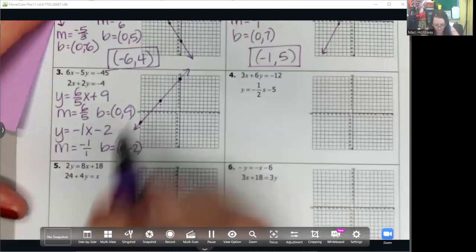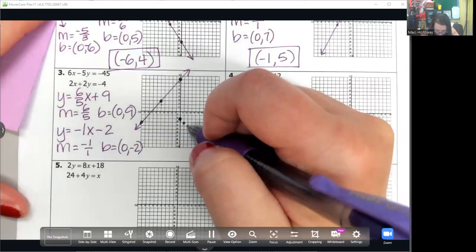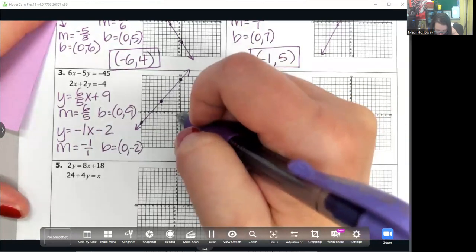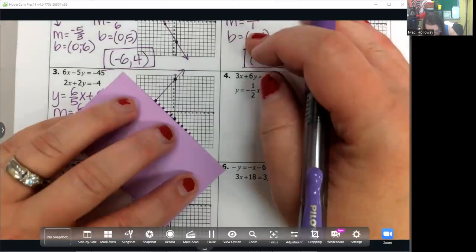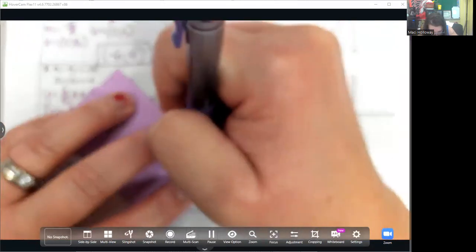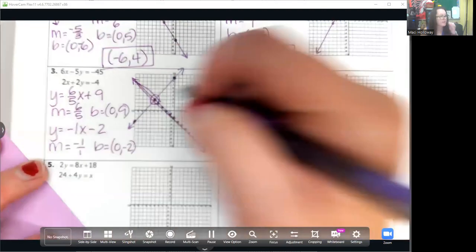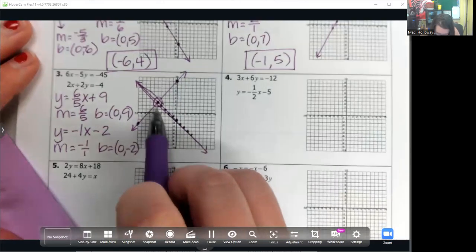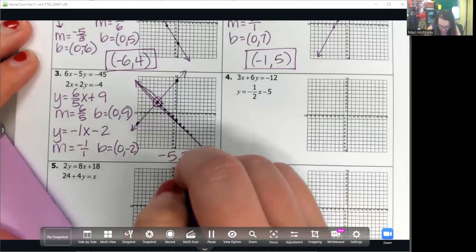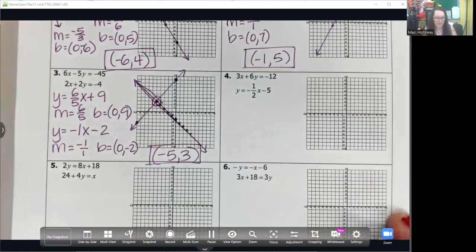Now let's do the next one, starting at 0, negative 2, and then counting down 1 over 1. Up 1, back 1. I do meet. That's good. Draw my line. Crooked. Very crooked. That's not good. But I do see that they cross here. So this intersection point is negative 5, 3. So my solution is negative 5, 3. I have 1 again. That's great.